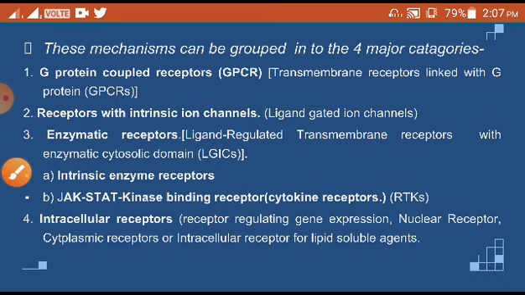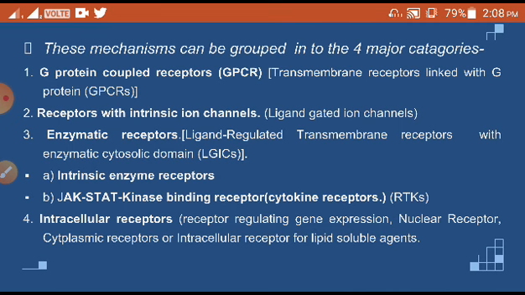Second is the receptors with intrinsic ion channel. They are also called ligand gated ion channels. So what is going to happen here? One receptor is there which has one ion channel in it. Third is the enzymatic receptors. They are also called ligand regulated transmembrane receptors with enzymatic cytosolic domain, LGICs.